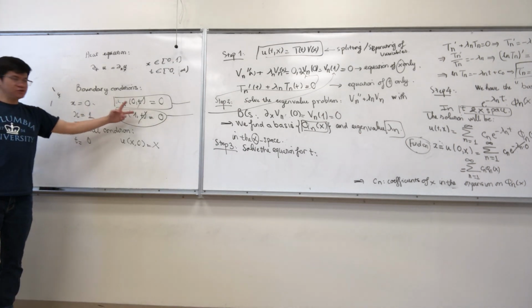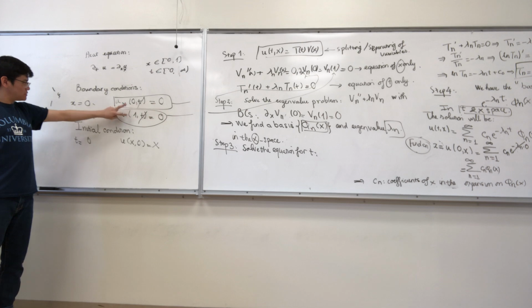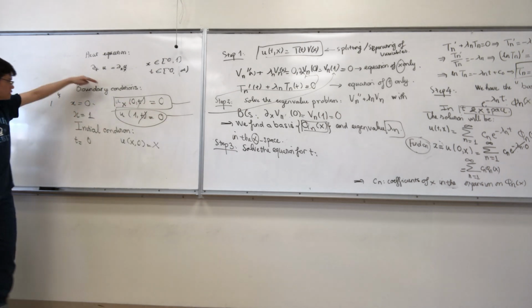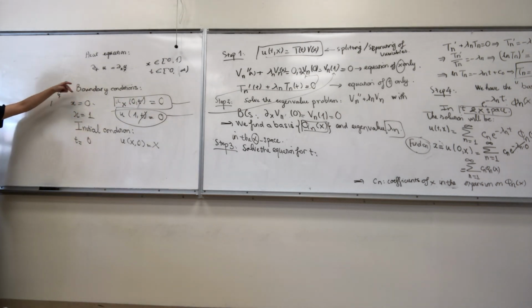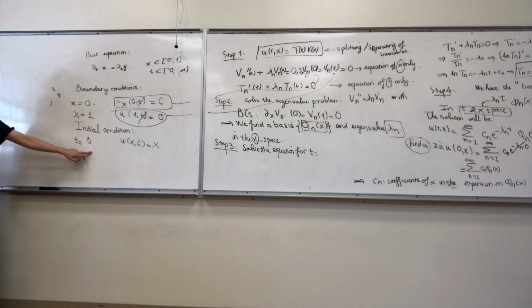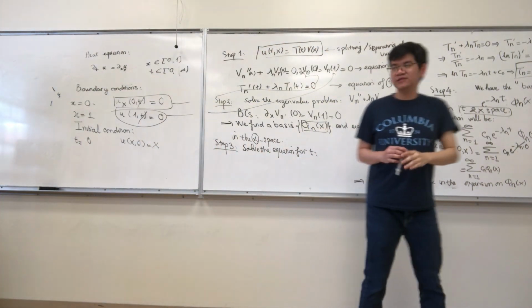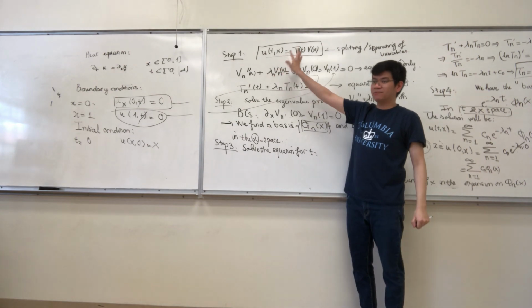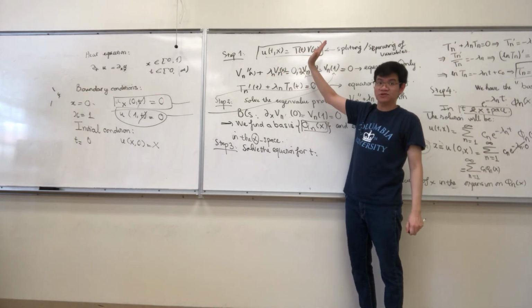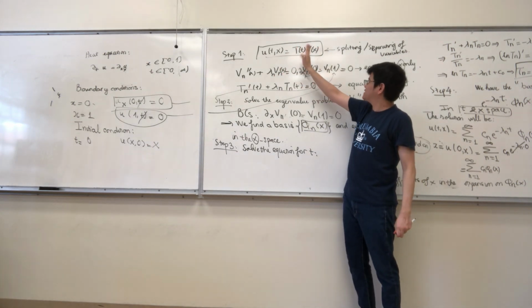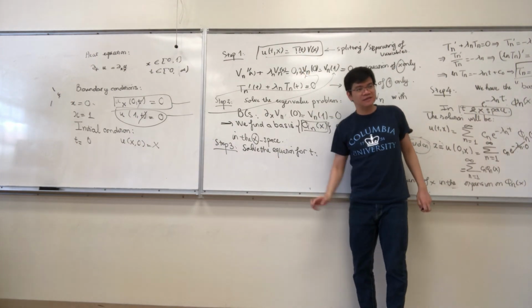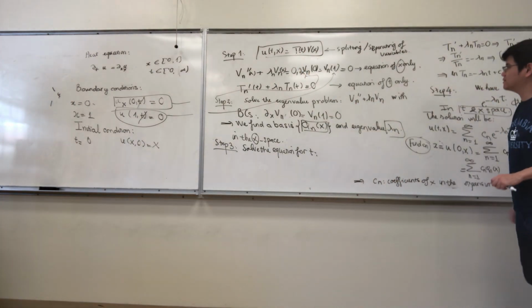So you have two boundary conditions for x. The boundary conditions for x will be at x is equal to 0 and x is equal to 1. And you have one initial condition when t is 0, right? So what you do is you suppose that u is the product of a function of t and a function v of x. So they are separate. This is the separation of variables method, or splitting method.